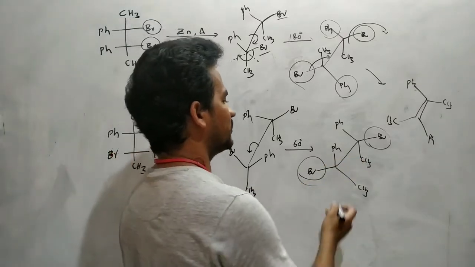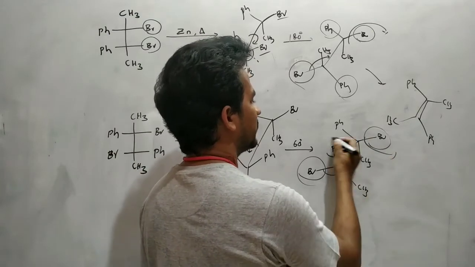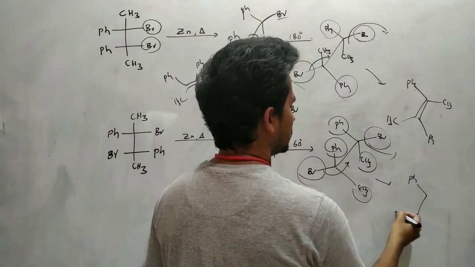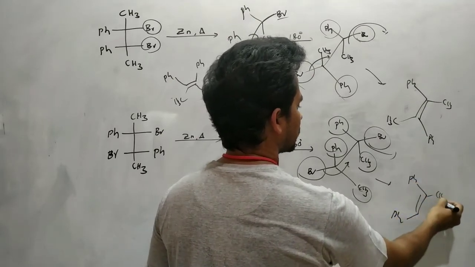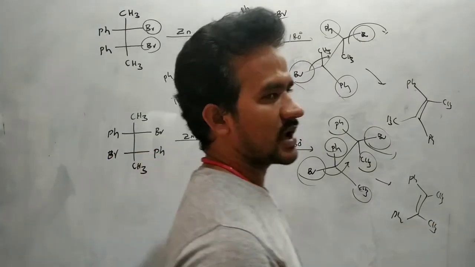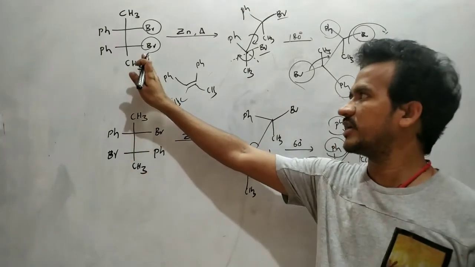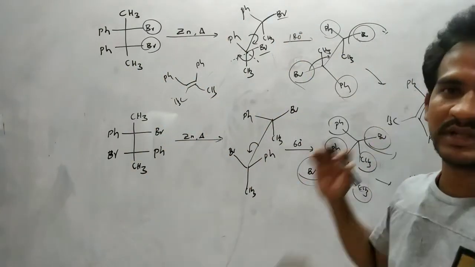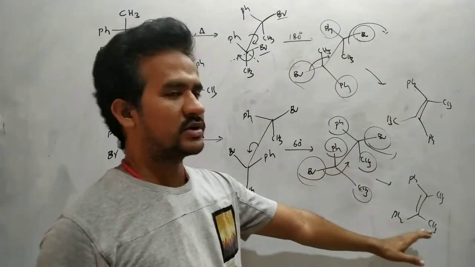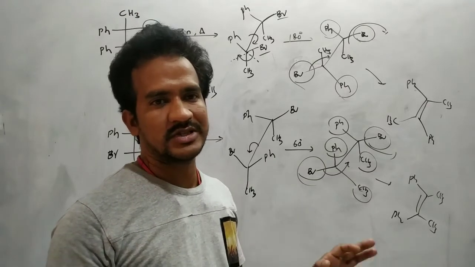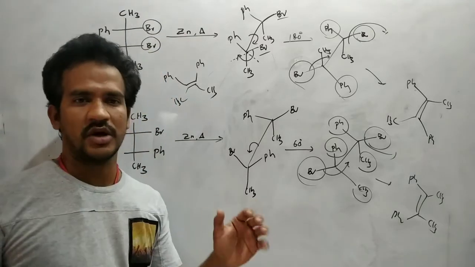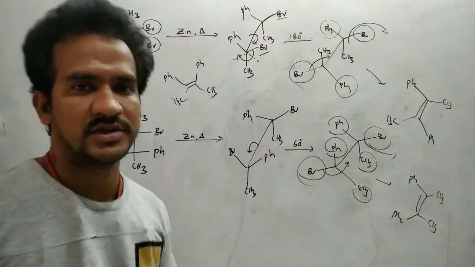So here, after elimination of these two bromine atoms, phenyl on the same side, methyl on the same side. As a result, in this reaction, the cis isomer is formed as the major product. So it is a stereospecific reaction because this stereoisomer produces one isomer as a major product, that is the trans isomer, and this stereoisomer produces another isomer as a major product. This is stereospecificity: the product stereochemistry depends on the reactant stereochemistry.